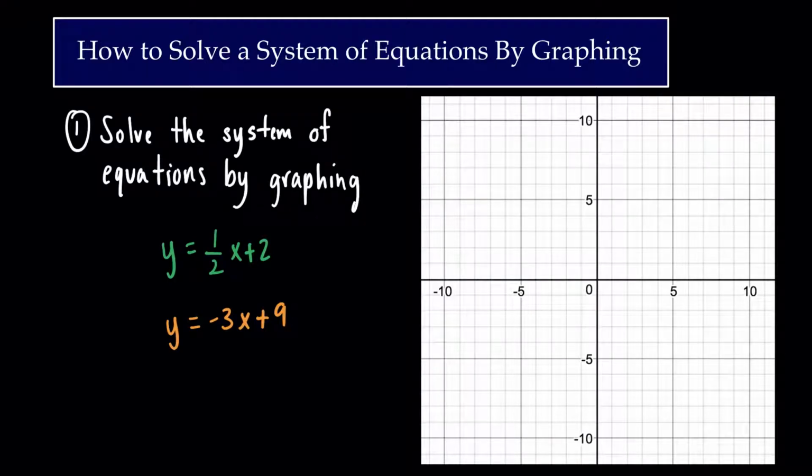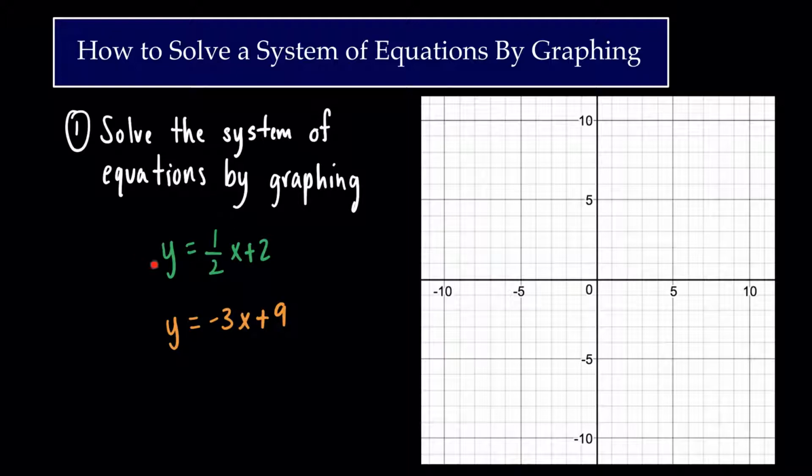All right, so I want to talk about how to solve a system of equations by graphing. So first of all, let's talk about what a system of equations is. A system of equations is just when you have multiple equations here. So I have a couple equations here, this green one and this orange one. We call it a system when there's more than one.